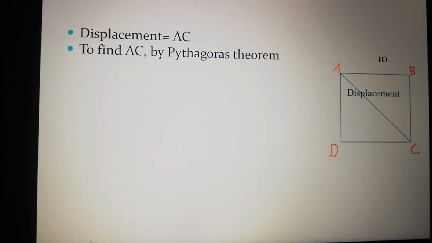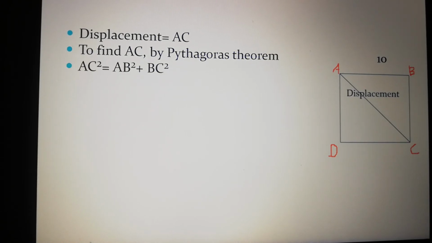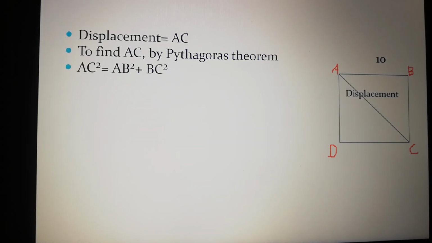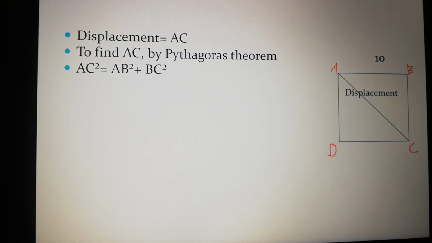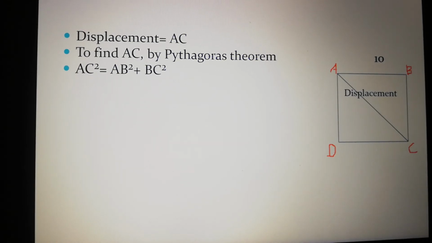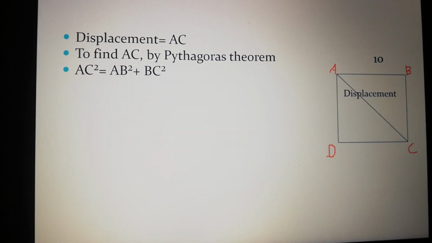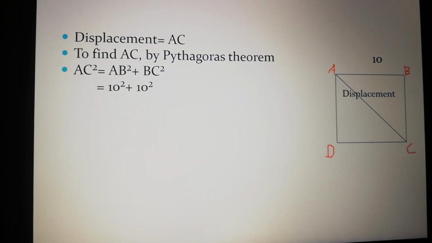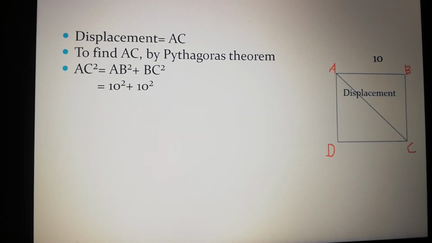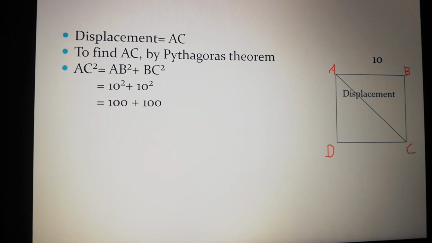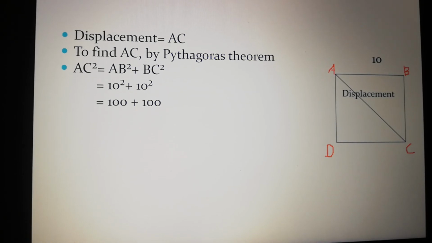So now I hope you remember the numerical that we have done already. When you have to find out the hypotenuse, which theorem do we use? Correct, Pythagoras theorem. Displacement is AC. To find AC by Pythagoras theorem, we all know the formula. Hypotenuse square equals both the sides square, so AB square plus BC square. So in triangle ABC, by Pythagoras theorem, AC square equals AB square plus BC square.